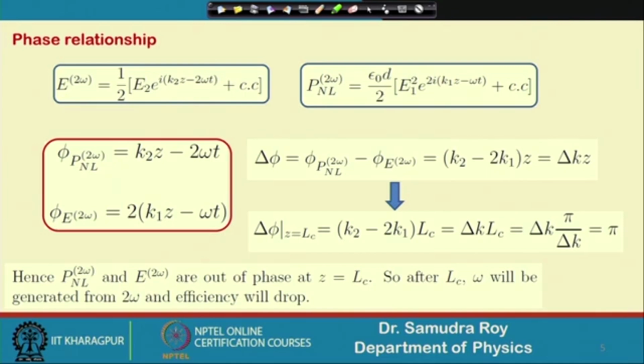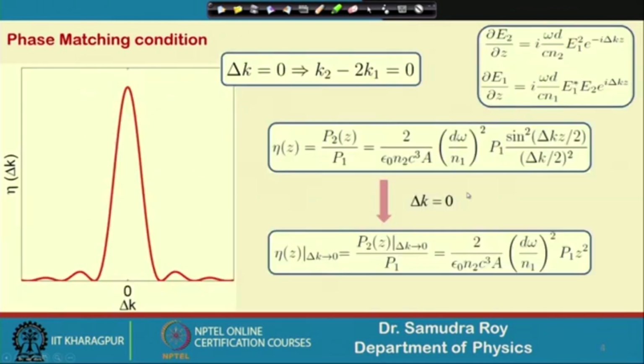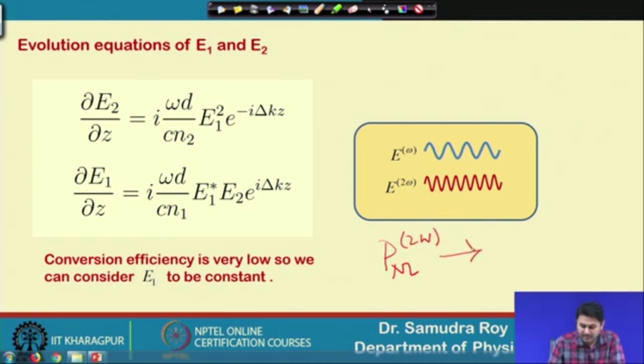Now, the question is what is the phase relationship between... So, in the previous curve we see that the electric field is launched here and the second harmonic is generating here. The second harmonic basically is generating because P nonlinear 2 omega is generating. So, this is the reason why E2 is generating. So, P nonlinear 2 omega is a quantity which is important because this is the source term for the second harmonic.